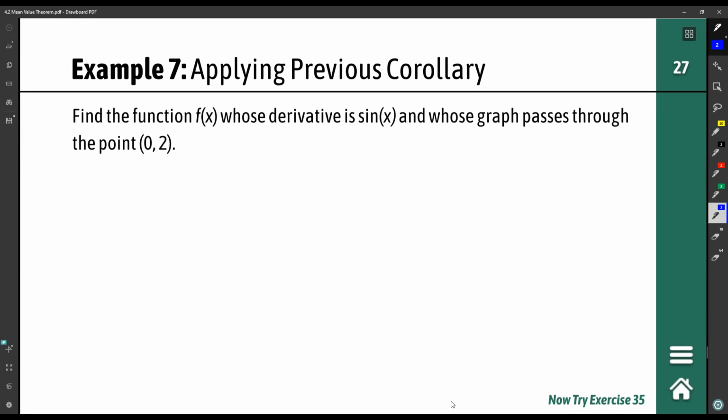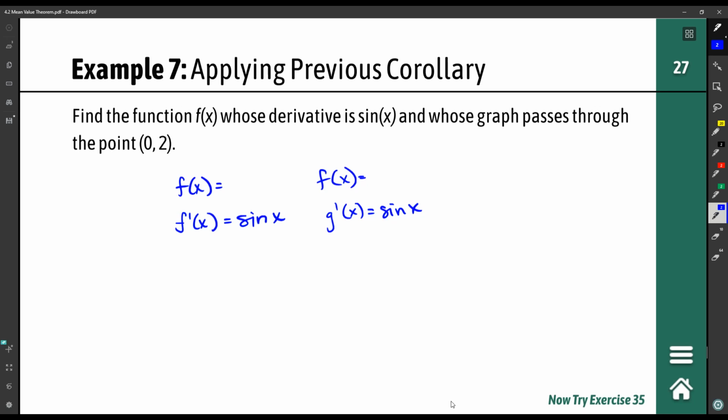So here's an example where we can apply that corollary. Find the function f of x whose derivative is sine of x and whose graph passes through the point (0, 2). So a function whose derivative is sine of x. So we know right now that f prime of x is equal to sine of x, and we are looking for f of x. Well, we know then that if there are two functions that have the same derivative, so let's imagine there's another function g prime of x that also has a derivative of sine of x, that the two original functions only differ by some constant.